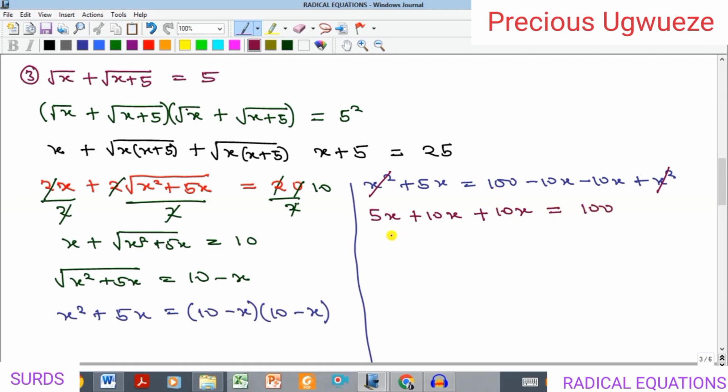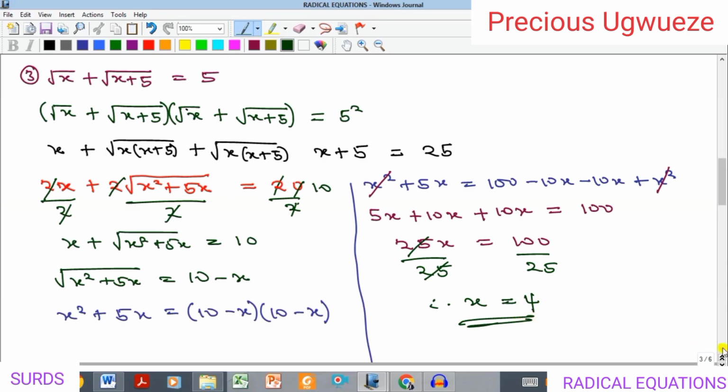And so you collect all of this. And when you do that, that will give us 25x is equal to 100. So what do you do at this point? Just divide both sides by 25. So we divide both sides by 25, and so this will take away this. And our x is simply equal to 4. And that's the required solution for this.